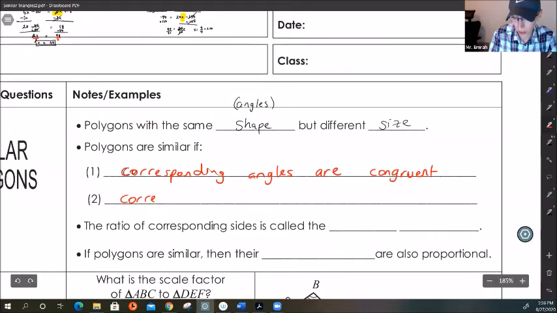Okay, corresponding side lengths are proportional. Corresponding sides are proportional.